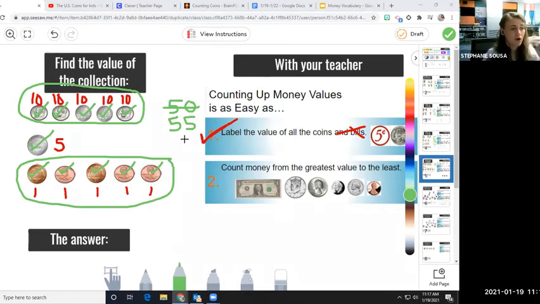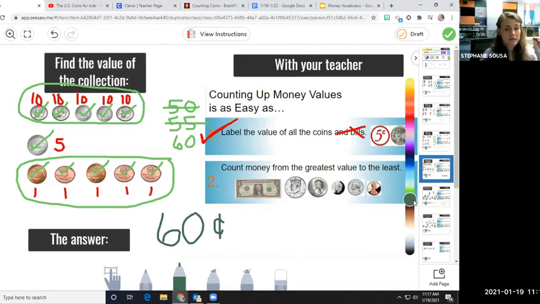Okay, so I'm going to go 55 plus 5 more is 60. And now I have counted all of my coins. So my answer is 60. And again, I'm going to use that cent symbol because it is less than 100. So it's not a dollar yet. We only have cents. 60 cents.